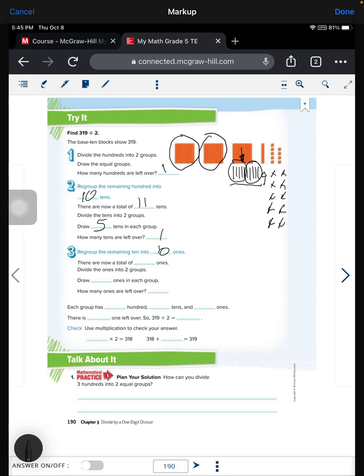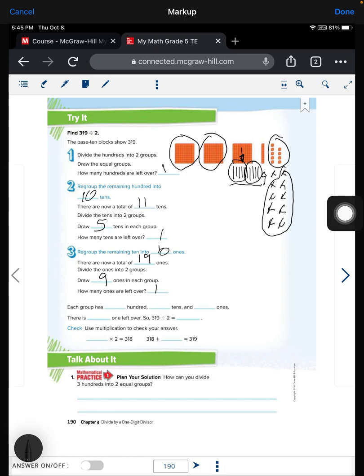There we go. So now we have a total of 19 1s. Right through here, we have 10 plus 9 equals 19 1s. We're going to divide that into 2 groups. We can draw at least 9 into each group. So there's 9 there. There's 9 there. Oh, one poor little guy is all left alone.